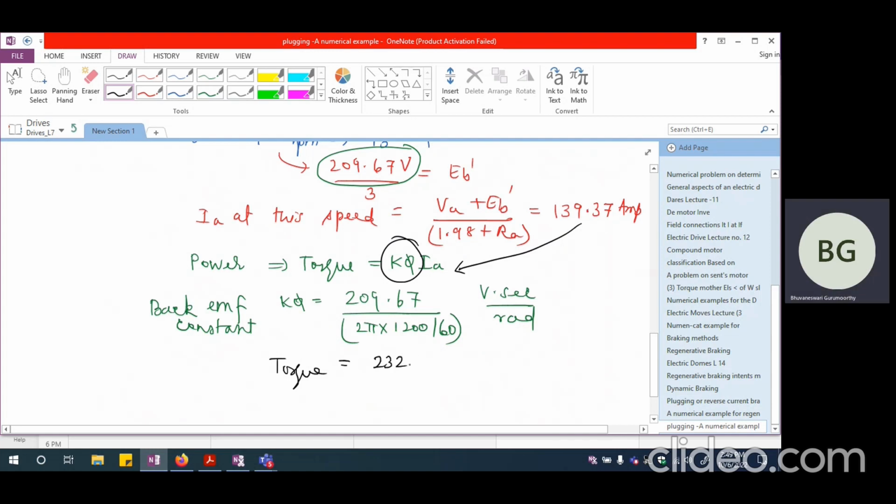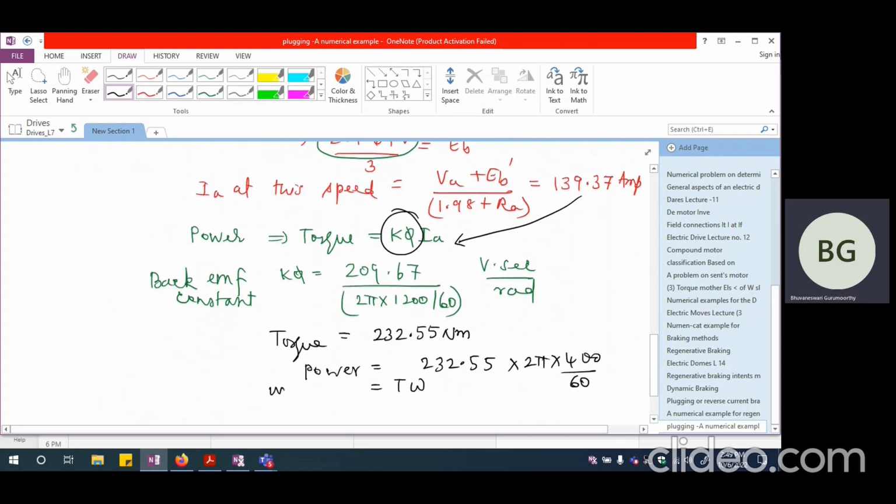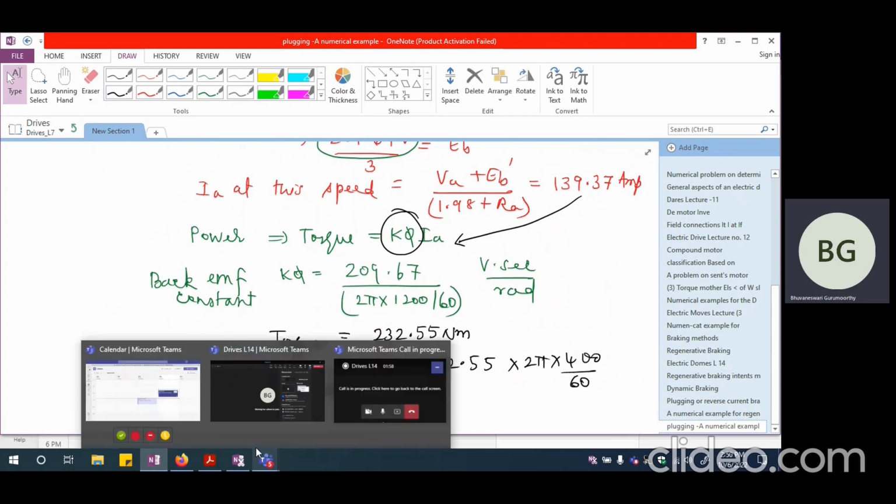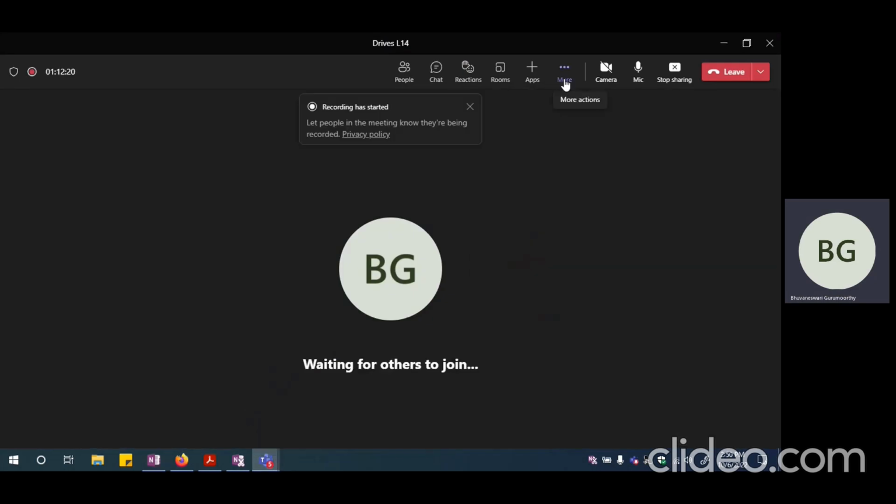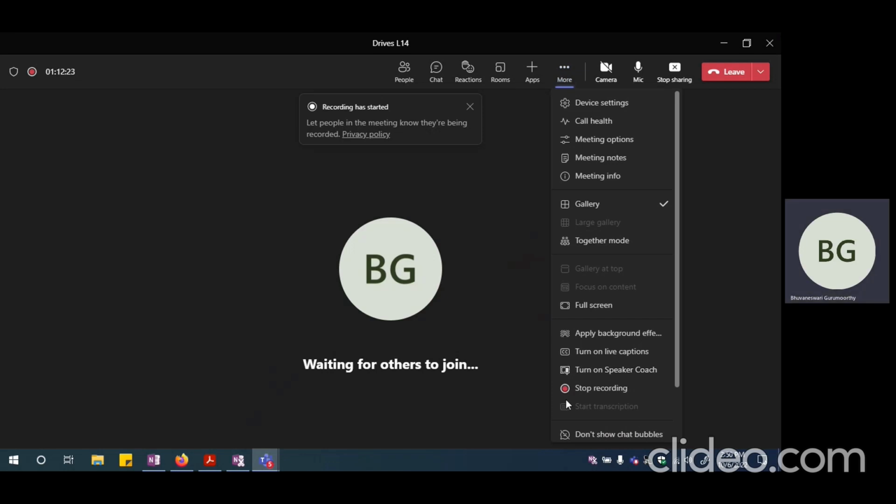232.55 Newton meter. And if I want power, I have to multiply this 232.55 by the speed, which is 2 pi multiplied by 400 by 60. So this is T multiplied by omega. So this is exactly the power in watts. Okay, is this clear? So this is the problem corresponding to reverse current braking. We look at one more problem corresponding to dynamic braking in the next class.